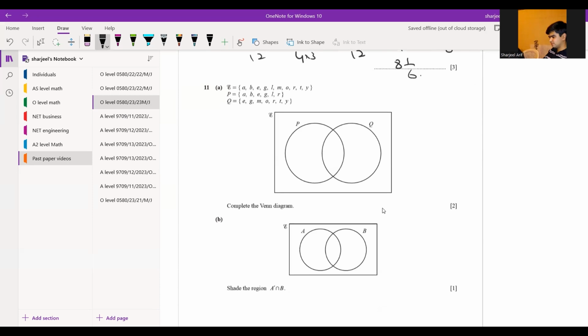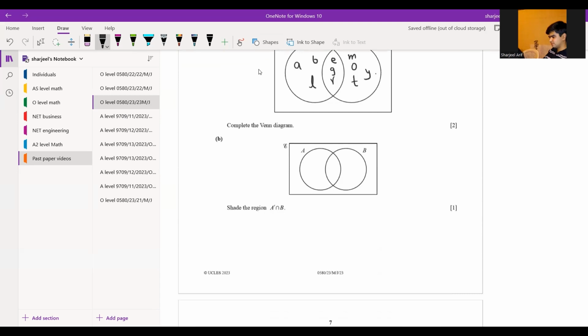So we have the common values E, G, R. So this will be here E, G, R. The values which are not common in P are A, V, and L. Which are not common in Q, this will be M, O, T, Y. So A mentioned, B mentioned, E mentioned, G mentioned, L mentioned, M mentioned, O mentioned, R mentioned, T, and V. Okay, all the values of the universal set are mentioned. So this will be left blank.